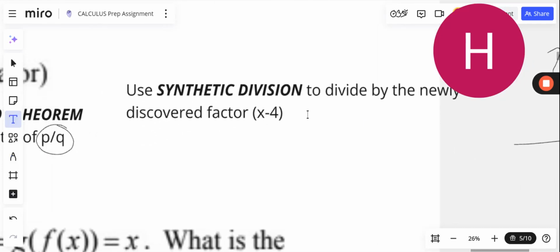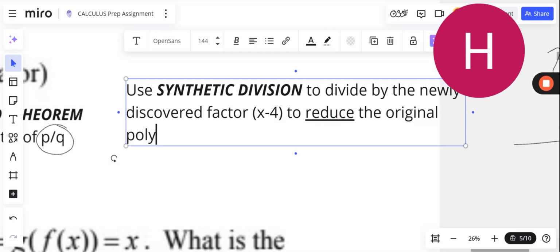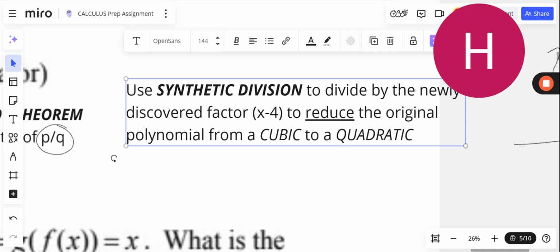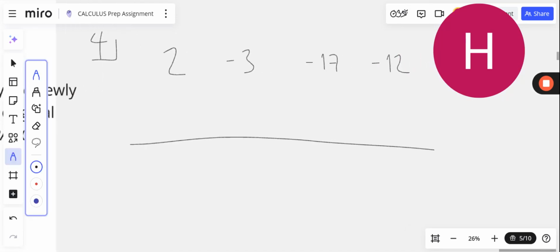Maybe I should include this a little bit, to reduce the original polynomial from a cubic to a quadratic. And so dividing by a factor is going to reduce the power in the polynomial. And so we're going to go from x cubed to something x squared. Let's carry out the process of synthetic division.